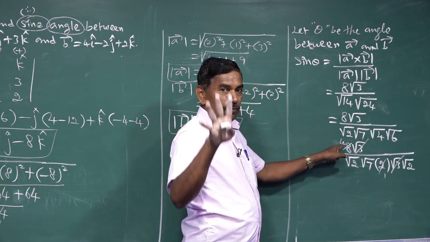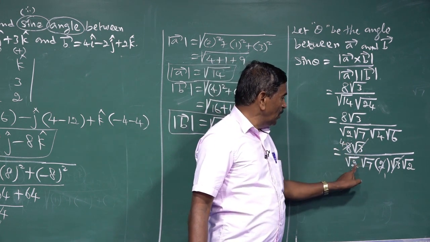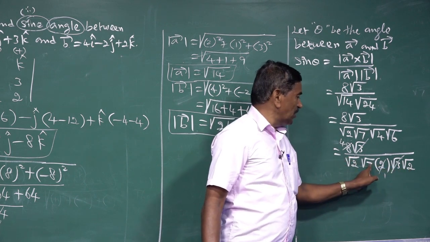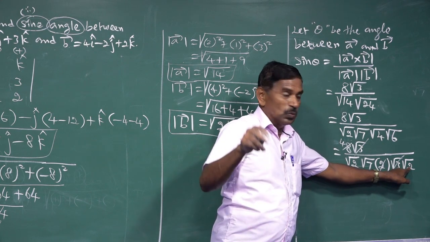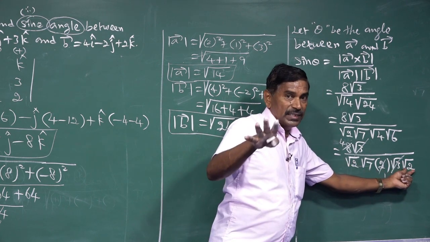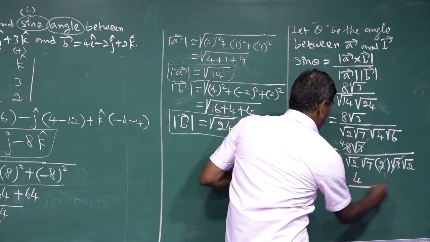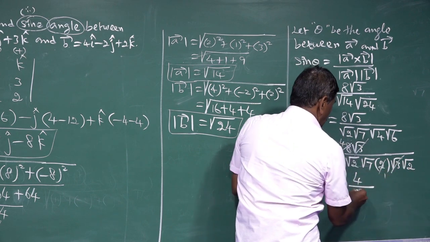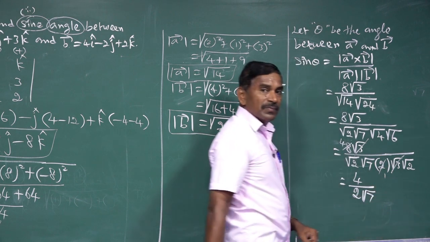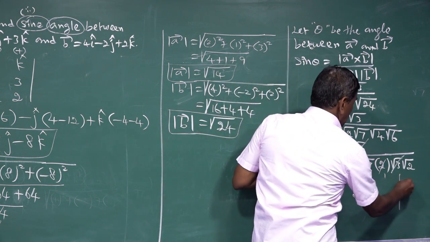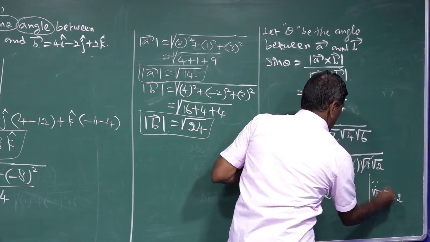So the numerator is 4. Now again denominator: 4 divided by root 2 into root 2 into root 7. Can you tell me what is root 2 into root 2? Yes, 2, because root x into root x is equal to x. Likewise, root 2 into root 2 is equal to 2. So 4 divided by 2 into the already available root 7. Remember, this is the formula, root 2 into root 2 equal to 2, which is rough work.